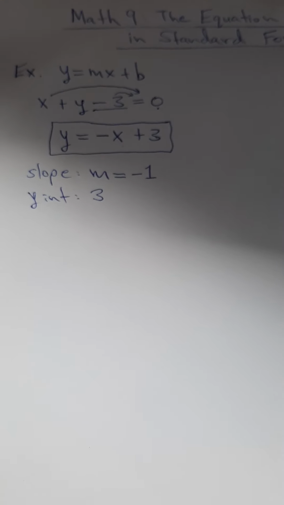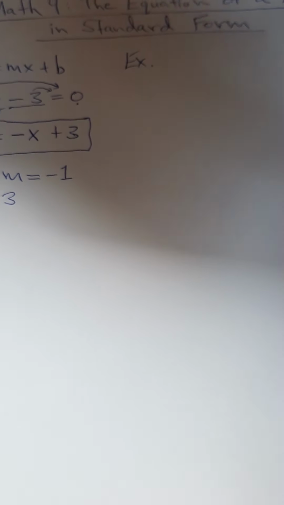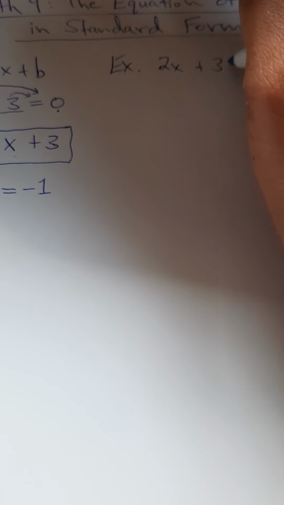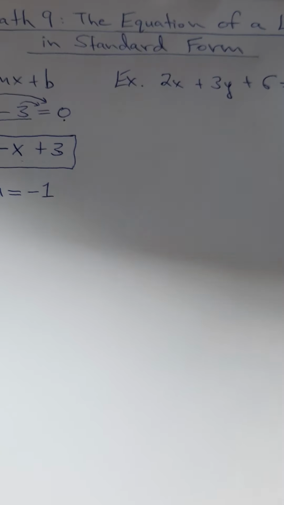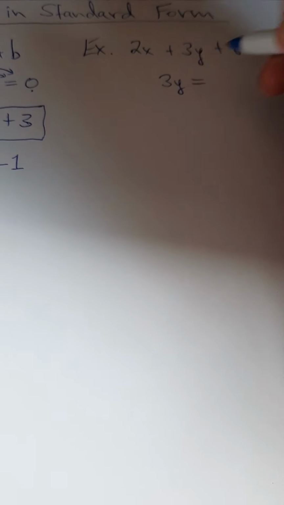Everyone's okay? So let's try one more example here. The next example is going to be 2x plus 3y plus 6 equals 0. So this is my equation. Again, I want to leave the y on one side. This time I'm leaving 3y on the left side, and then you're going to move everything else to the other side.